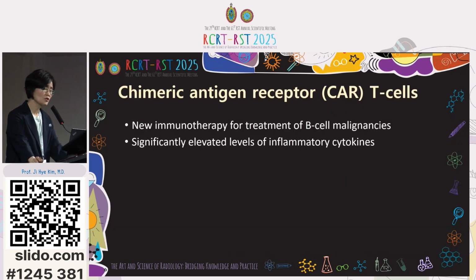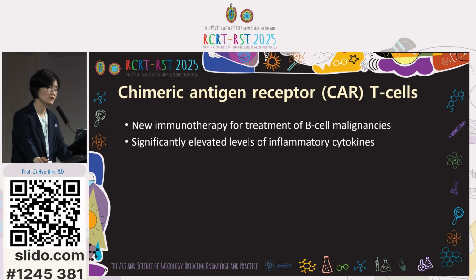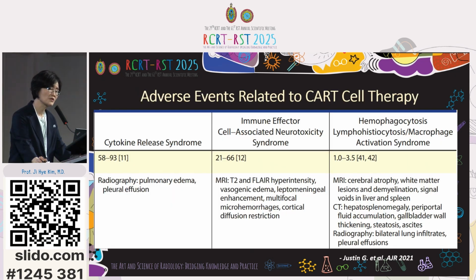Chimeric antigen receptor T cells are a newly used immunotherapy for treatment of B-cell malignancies, and they are increasingly used for pediatric patients too. The CAR T cells significantly elevate inflammatory cytokines. So the adverse events are classified into 3 categories: cytokine release syndrome systemically, immune effector cell-associated neurotoxicity syndrome, so-called ICANS, and HLH and macrophage activation syndrome.